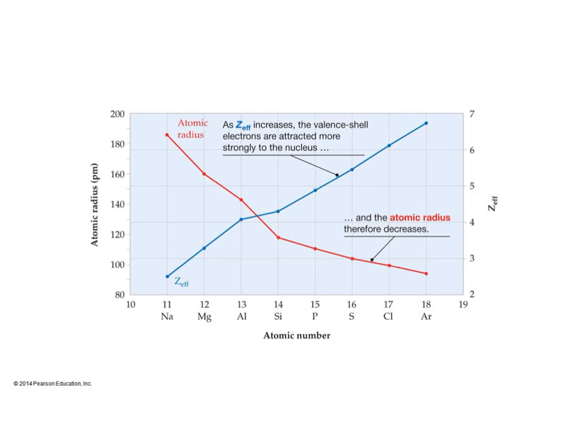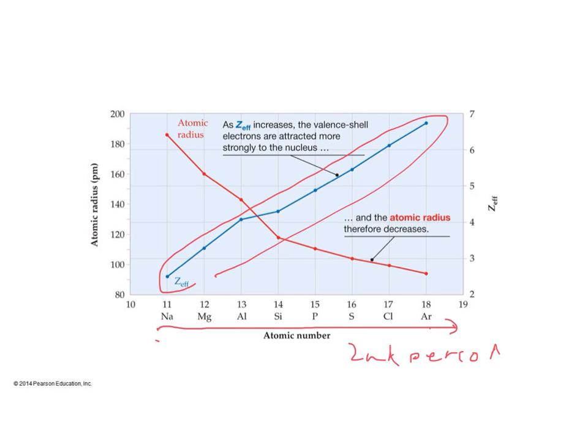Here's another graph. This time, we're looking right across our second period. Right, going from sodium to argon, and you can see as our effective nuclear charge increases, our atomic radius decreases. I'm beating a dead horse at this point. I think you have the idea. Let's take a look at a quick example.